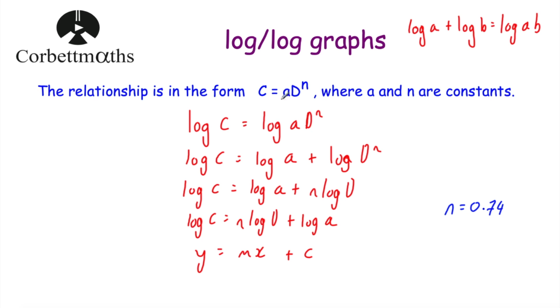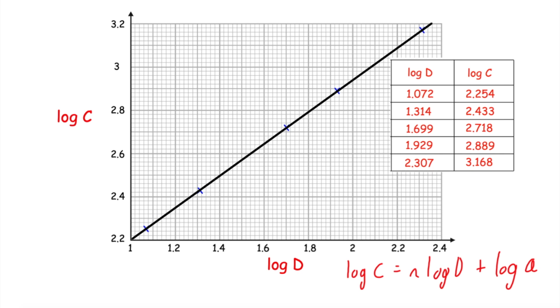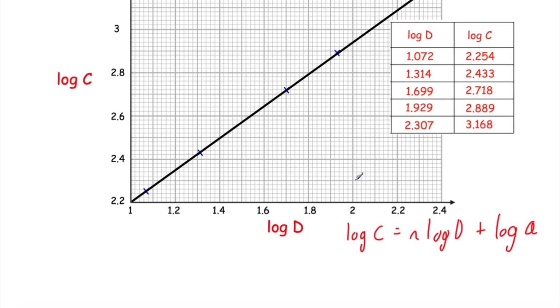We now also need to find the value of a. The line we have is log c is equal to n, which is 0.74, log d plus log a. We now need to find a. Remember, it's in the form y equals mx plus c, so c, the y-intercept, is equal to log a. Let's have a look at our line, because we want to find the y-intercept. The line is log c is equal to n log d, where n is equal to 0.74, the gradient of the line, and then plus log a. So log a is the y-intercept.